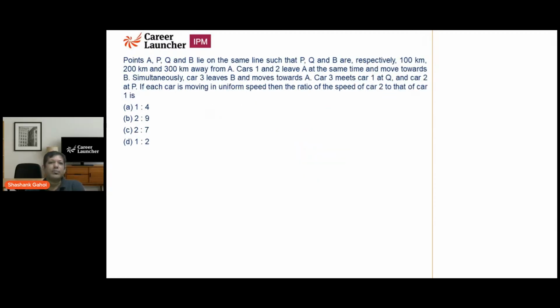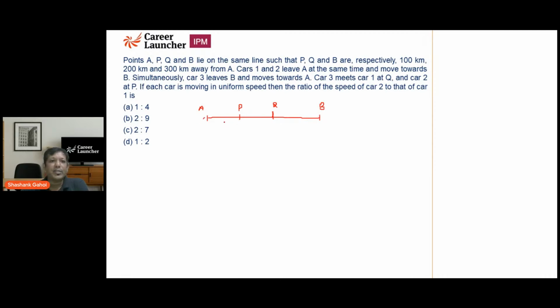Okay. Now let's move on to the next one. So what does this say? It says points A, P, Q and B lie on the same line. Fair point. So all of these lie on the same line, 100, 200, 300 kilometers away from A. Okay. So basically what I'm going to do, write it like this. So this is A, this is P, this is Q, and this is B.